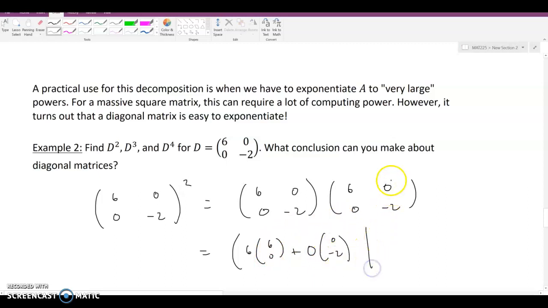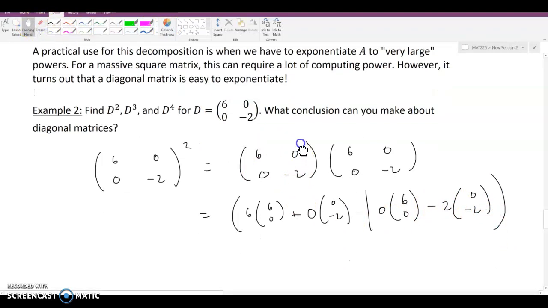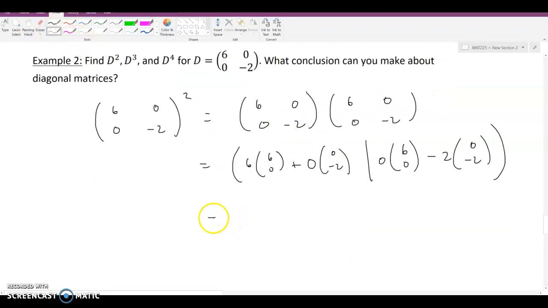Now move on to the next column. 0 will multiply the first column of the first matrix. -2 will multiply the second column. And you can see what emerges out of this is that we get 6 squared, 0. We'll get 0 times 6 minus 2 times 0 is 0. 0 times 0 minus 2 times -2 is -2 squared.